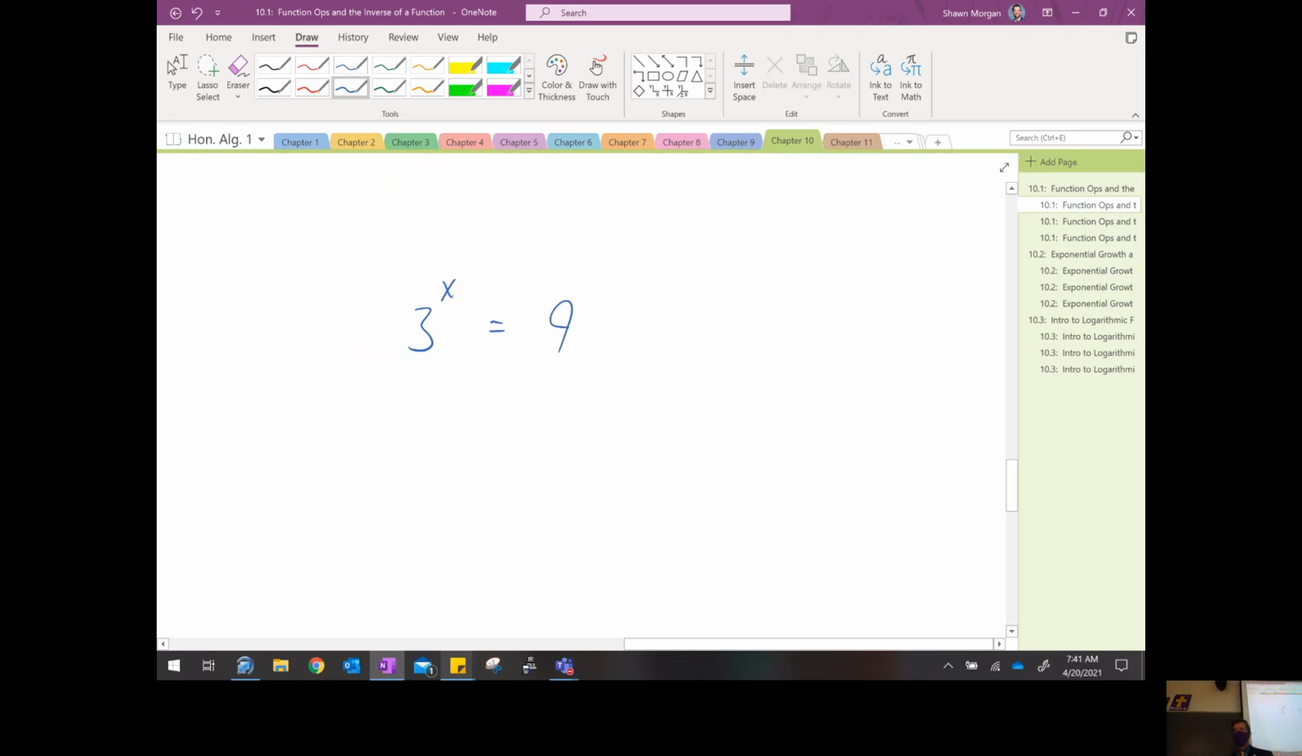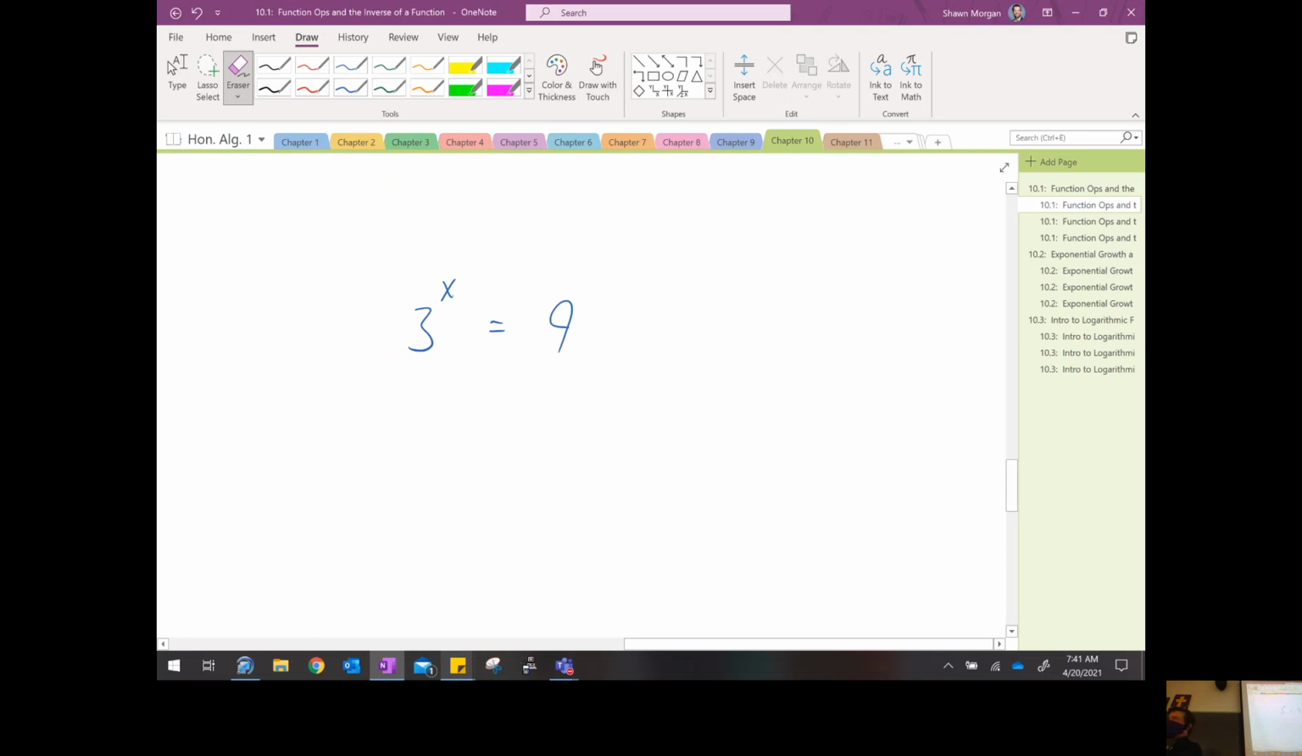How would you solve that equation? Take the square root of both sides. Okay. Now what? All right, square root of 9 I could do, but I can't do square root of 3 to the x. Oh, come on. Somebody knows the solution.